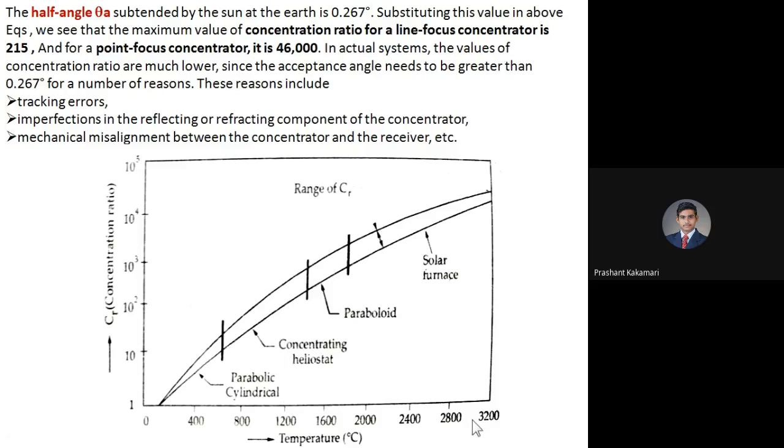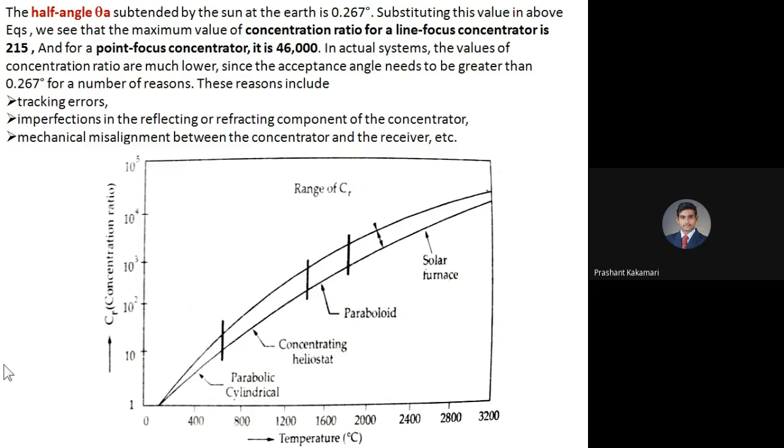Lower is, if you go by 10 to 100 concentration ratios with concentrating heliostats, as we call them. In such conditions, the temperature range is around 800 to 1600, very low temperatures. And coming back to our discussion, parabolic cylindrical type collectors have a concentration ratio of only up to around 10, that is, 10 to a few hundreds.